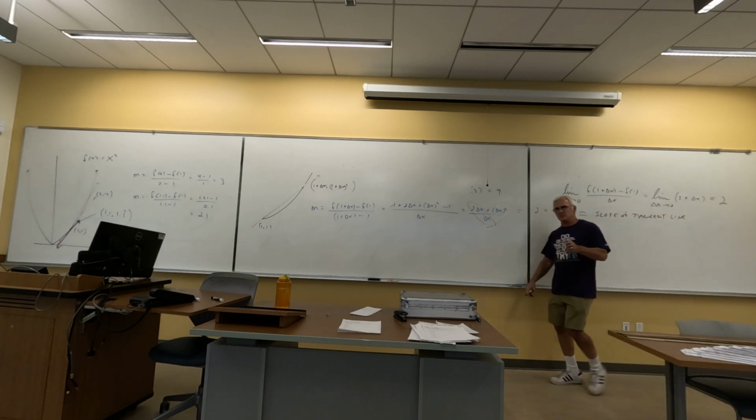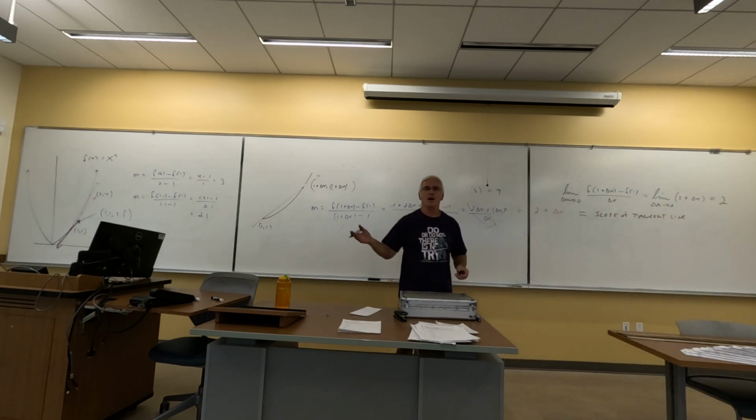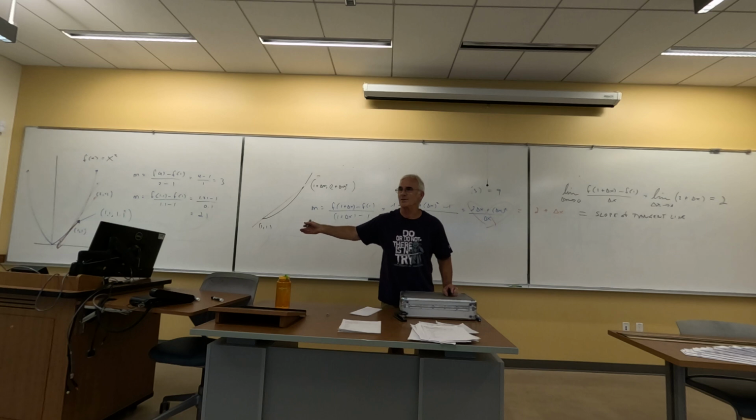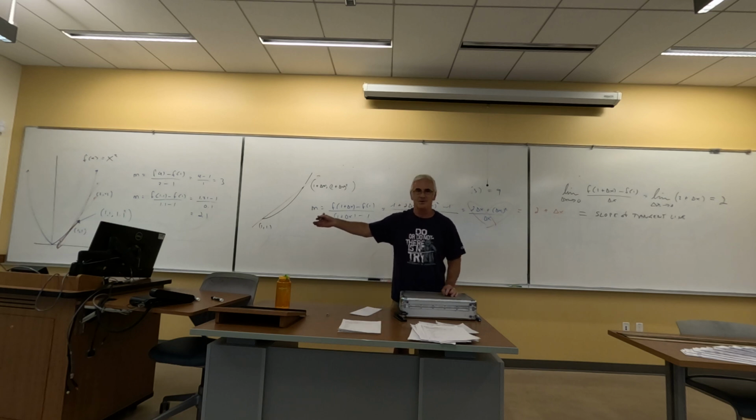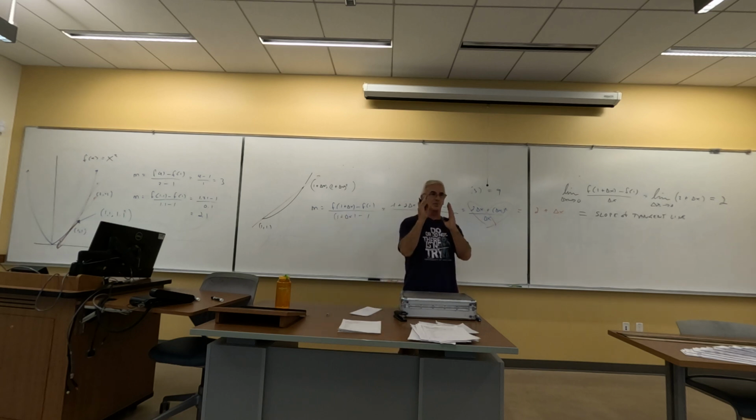And that seems reasonable. If it helps, we used 0.1, now use 0.01, now use 0.00000001, and every time you do it, your slope's going to get closer and closer to 2. The slope of the tangent line can only be gotten via a limit, because I'm only using the 1 point.